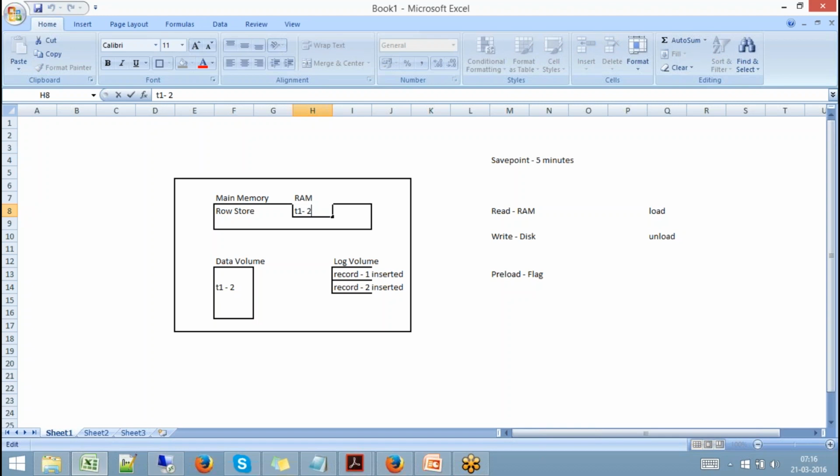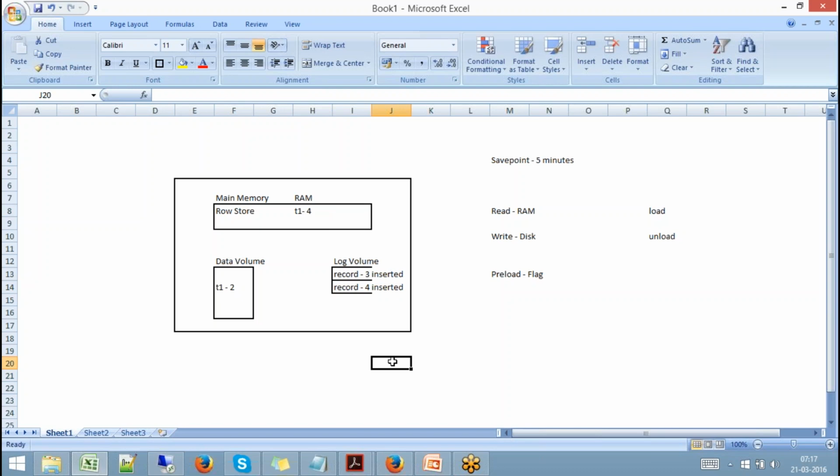Now let's say the time is 11.5. But the problem here is, let's say you insert one more record after this. Now this becomes 3. This was the old log, and now it will say this is a new log, record number 3. And let's say I insert one more record, number 4. So how many records here? 4. So when will be my next save point? 11.10. So by 11.9, I have created 2 more records in the table.